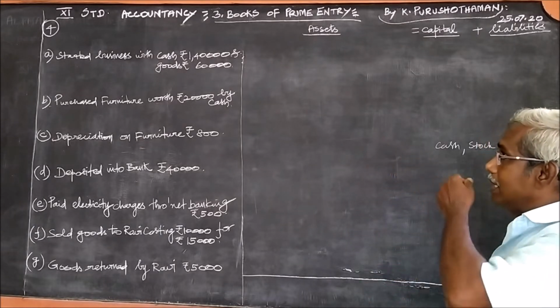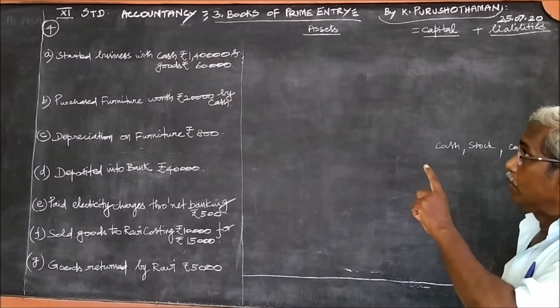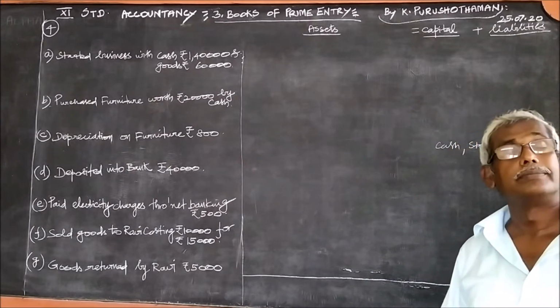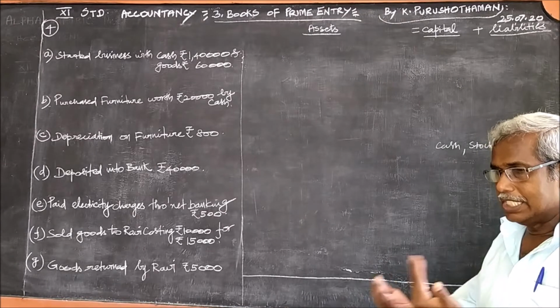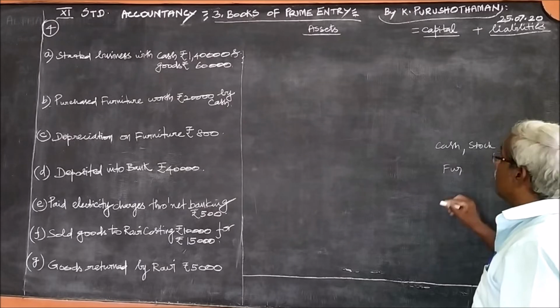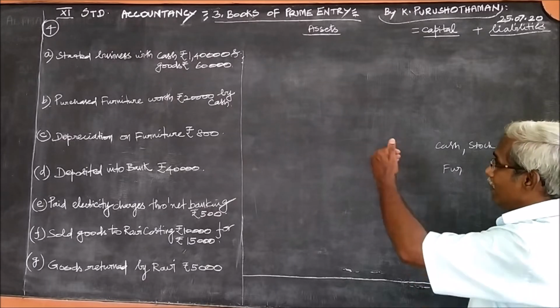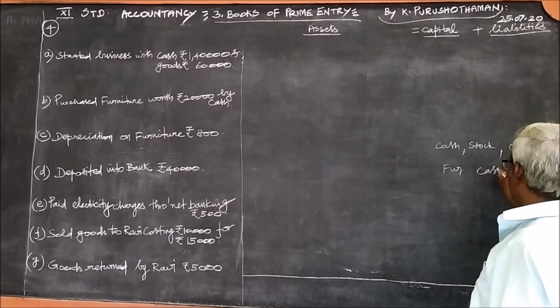Regarding the second transaction, purchased furniture worth rupees 20,000. When we buy furniture, what we receive? We receive furniture. And what we pay for it? We pay the cash. So, furniture, cash.